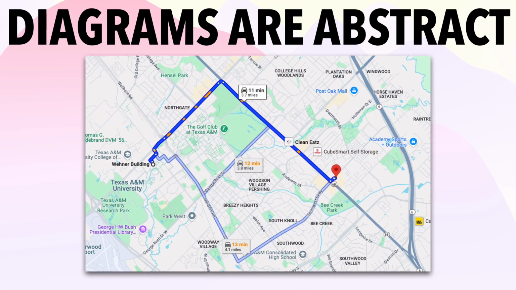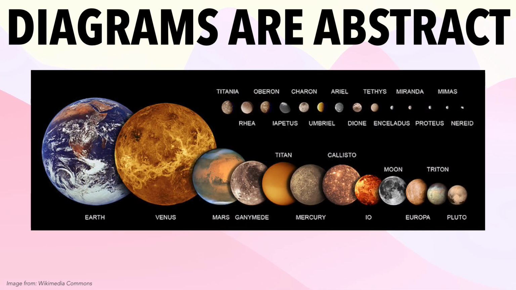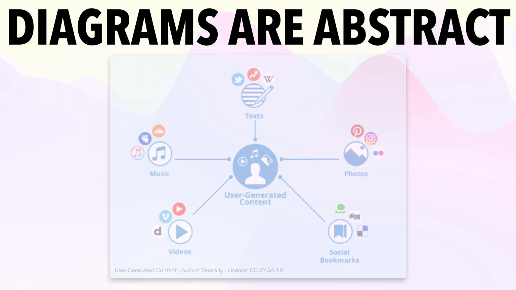In addition to data being abstract, diagrams are abstract as well, as we see through this map. A map is designed to help us get from one place to another, so it includes some indicators to help us do that. But notice this is not the actual route itself. The roads, the land, the grass, the buildings, all those exist in the real world, just as the planets and their moons exist in the universe. And here we simply have a representation of those.